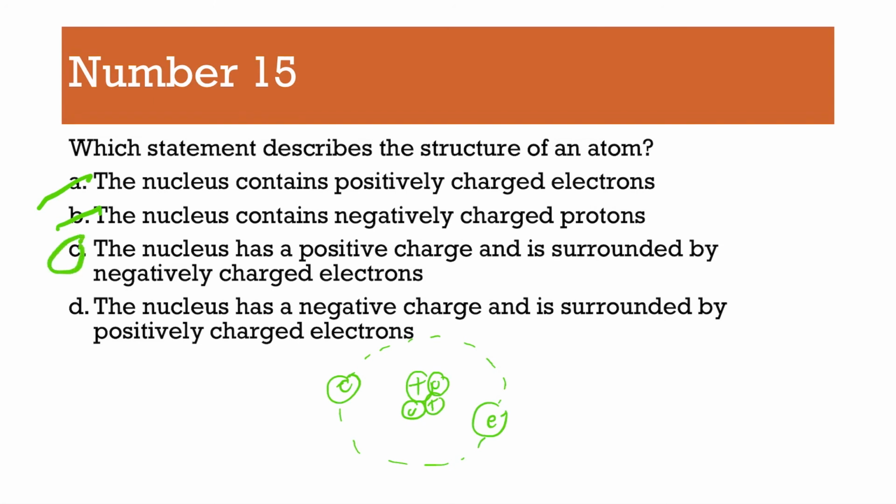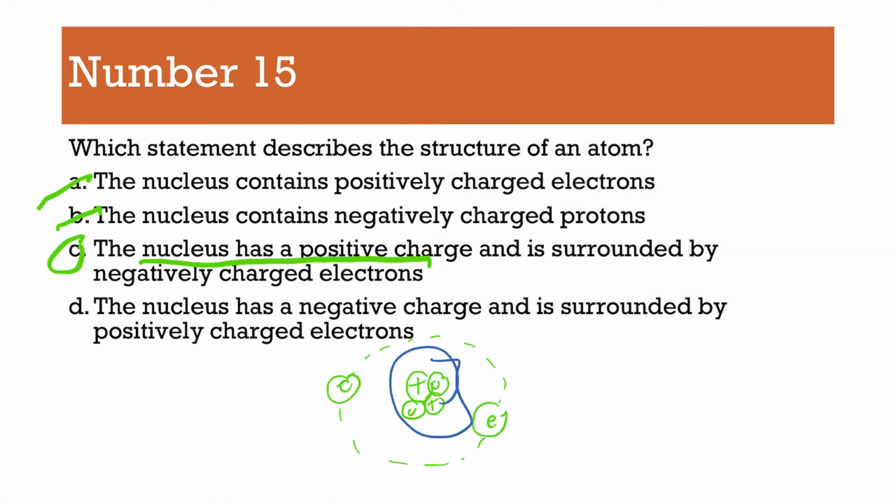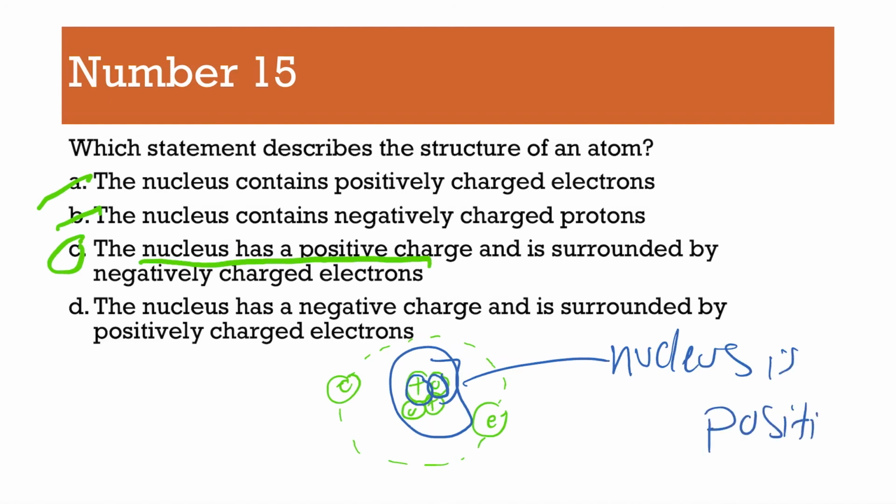But the answer has to be C because the nucleus has a positive charge. If we look at the nucleus, we have protons, which are positive, and neutrons, which are neutral. So neutrons don't bring any charge at all. The only actual charge that's there is positive, so the nucleus is positive. And then you have these negative electrons that are circling around in their cloud, so that's what makes the answer C.